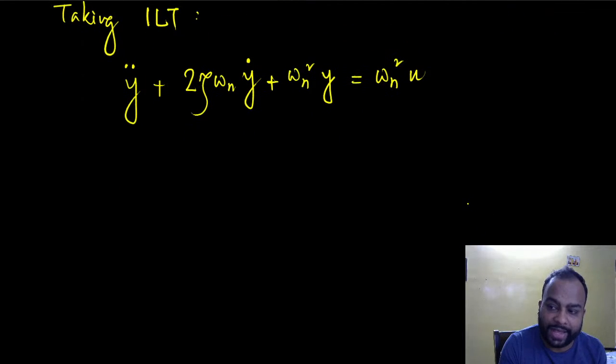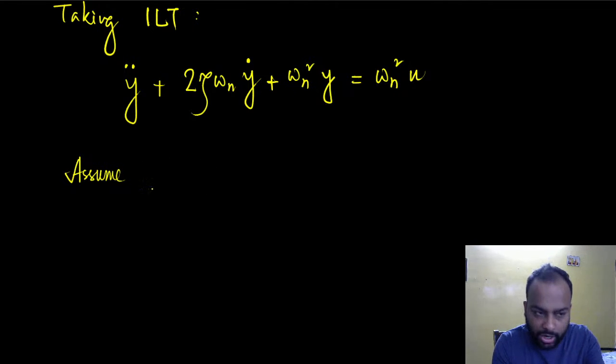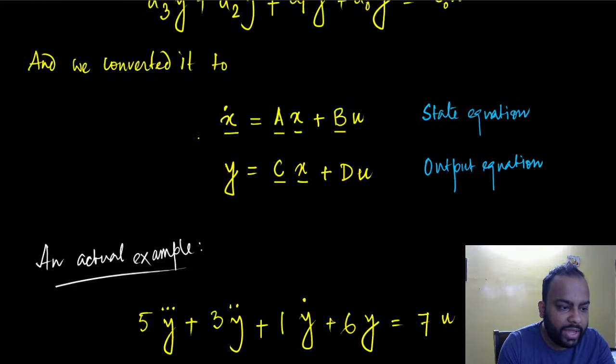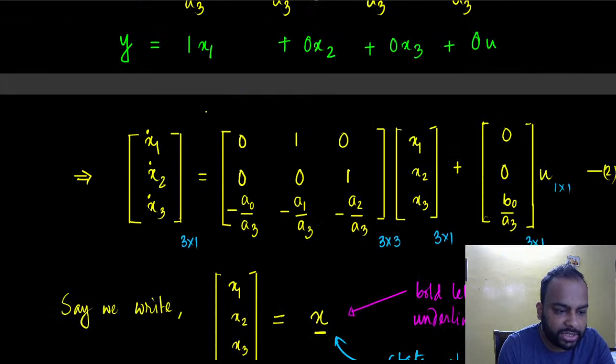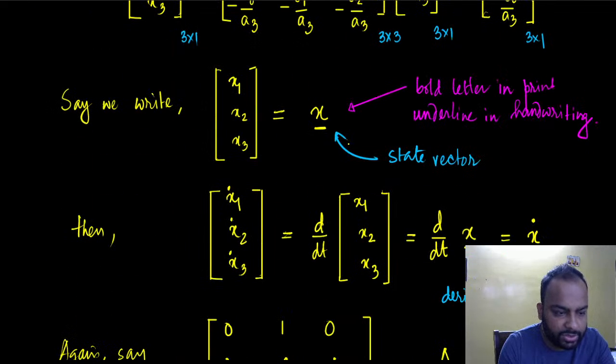Now we have to assume the state variables. How many state variables do I need? It is equal to the order of the system. When we converted the third order differential equation, we converted it into three first order differential equations by using the state variables, right? So these variables x1, x2, and x3 are known as the state variables, and together they are called the state vector. Individually they are called the state variables.